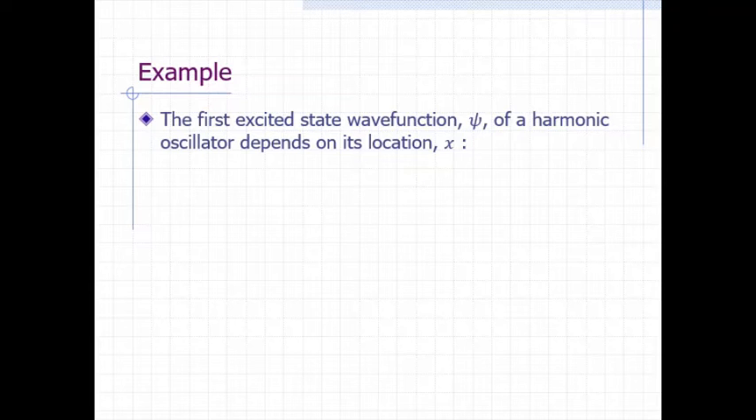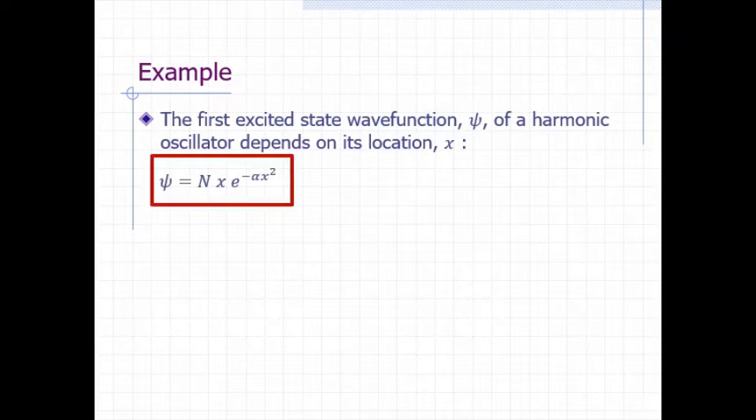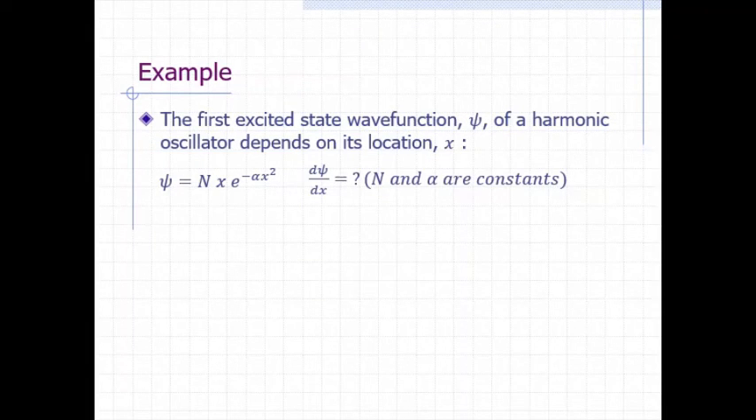The first excited wave function psi of a harmonic oscillator depends on its location x according to the equation psi equals n times x times e to the negative alpha x squared. What is the derivative of psi with respect to x? In this equation, n and alpha are constants. The function does not look like any of the simple functions for which we know the derivative, so let's try to break it up using the identities.